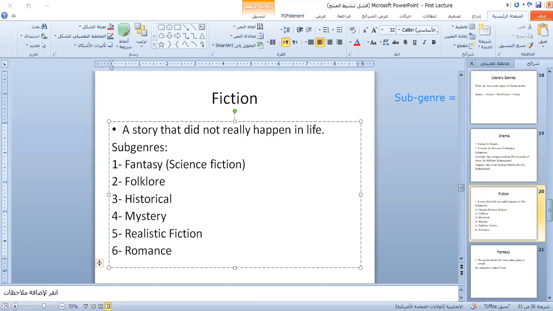Folklore also includes other subgenres, and this is why I said some people consider folklore as a main genre because it includes other subgenres. But again, personally, I believe that it is a part of fiction, and that's fine. It has other subgenres. The other subgenres include fables.